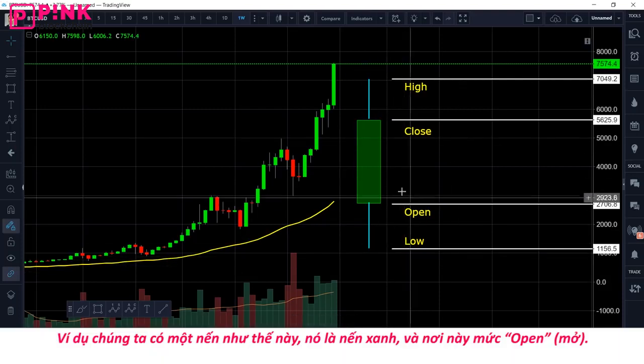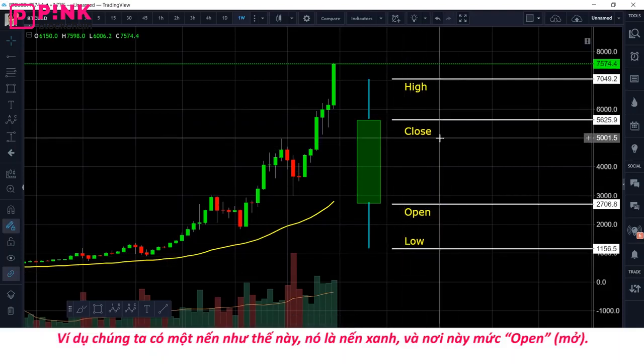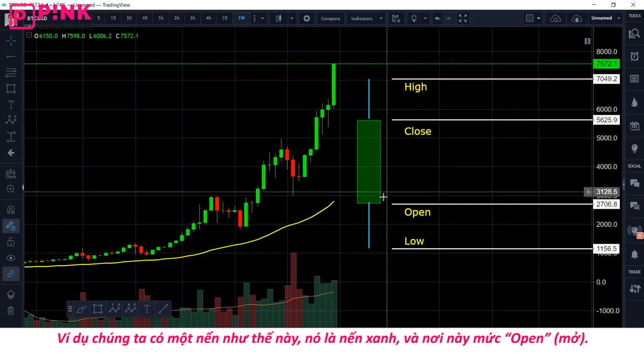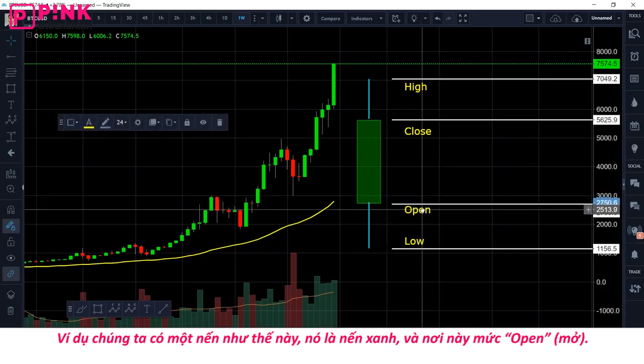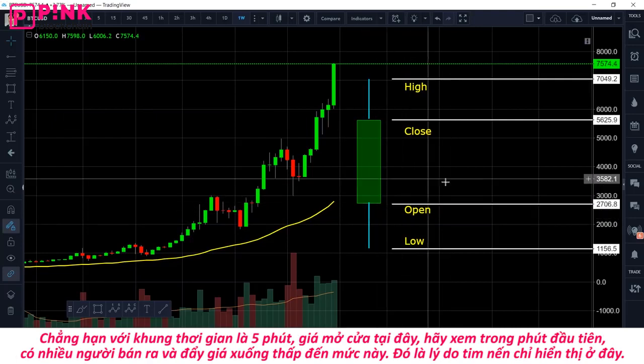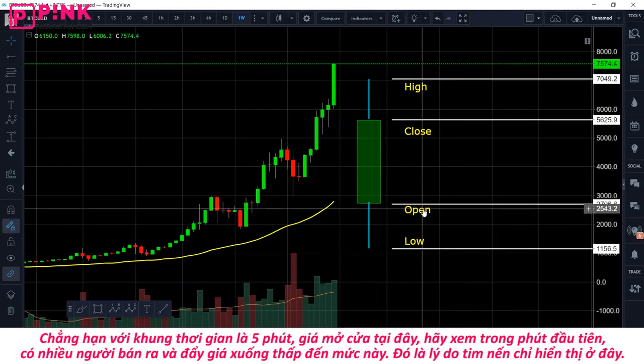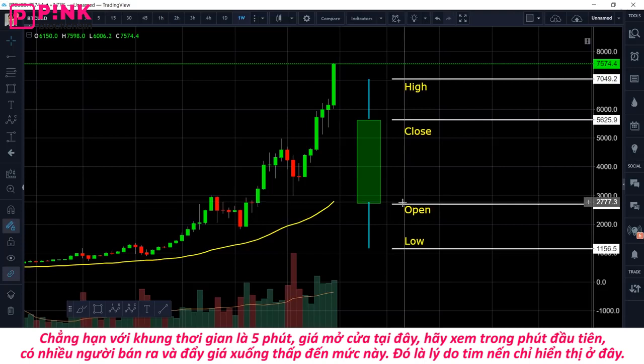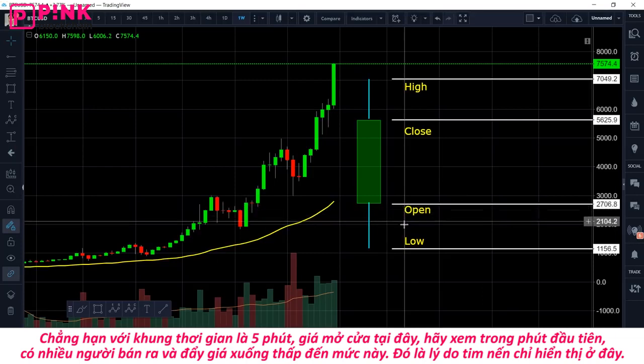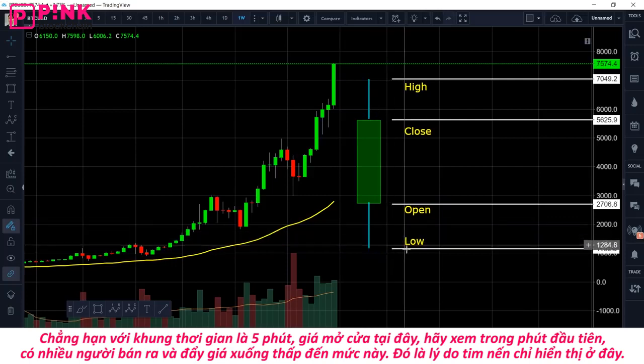So if we had a candle like this, for example, when it's a green one, always choose the lowest point after it formed. And that's what you would call the open. That is the open. So for example, if this was a 5-minute candle, when it opened right here, let's say in the first minute, there were people selling and they pushed it all the way down over here. And that's why a wick will only show here.